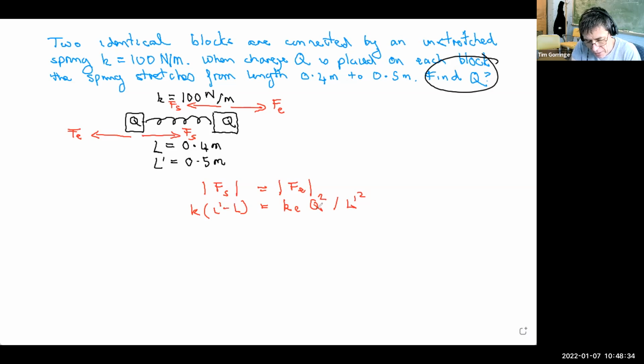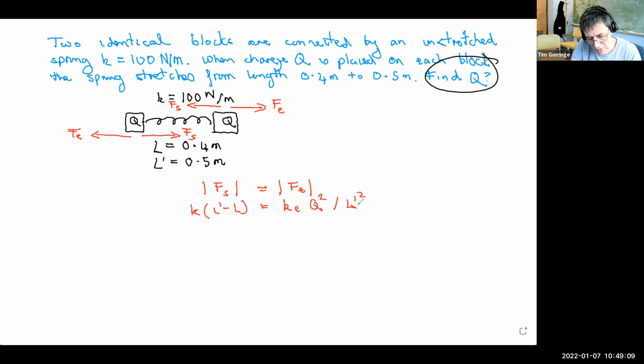And then over here on the right-hand side, this is how the electric force works. So it's the Coulomb constant. This is Ke, not the spring constant. K was the spring constant. This is Ke, the Coulomb constant, times the product of the charges, which is going to be Q squared in this case, because they're the same charges, divided by the square of the separation between the two charges. And that's the final separation between the blocks.